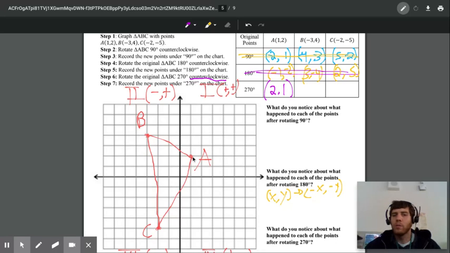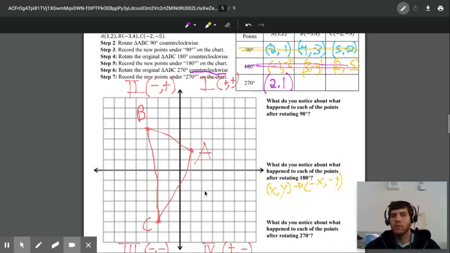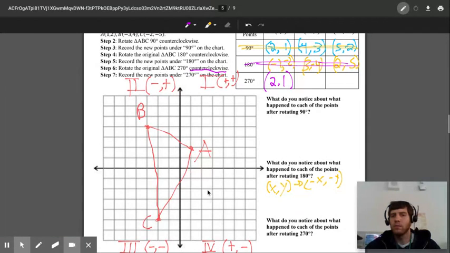A is in quadrant 1. So if we go 270 counterclockwise, we're going to be in quadrant 4, right? 3/4 of the way around. So we're going 3 quadrants around. Okay, and the signs there are positive, negative. So that's going to be +2, -1. We'll call it A triple prime.